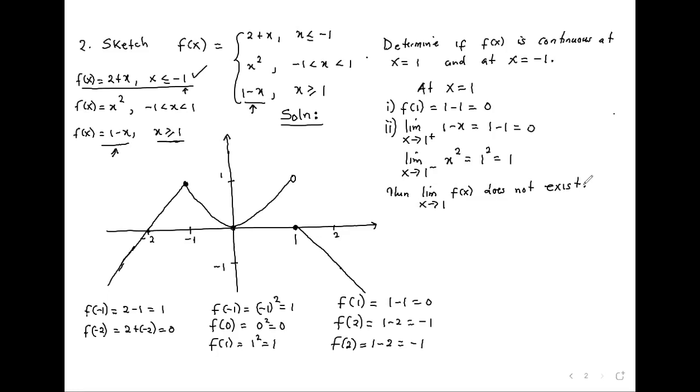Now, if the second step is not satisfied, we can't go to the third step. The only thing we do is we say hence f is not continuous at x is equal to 1.